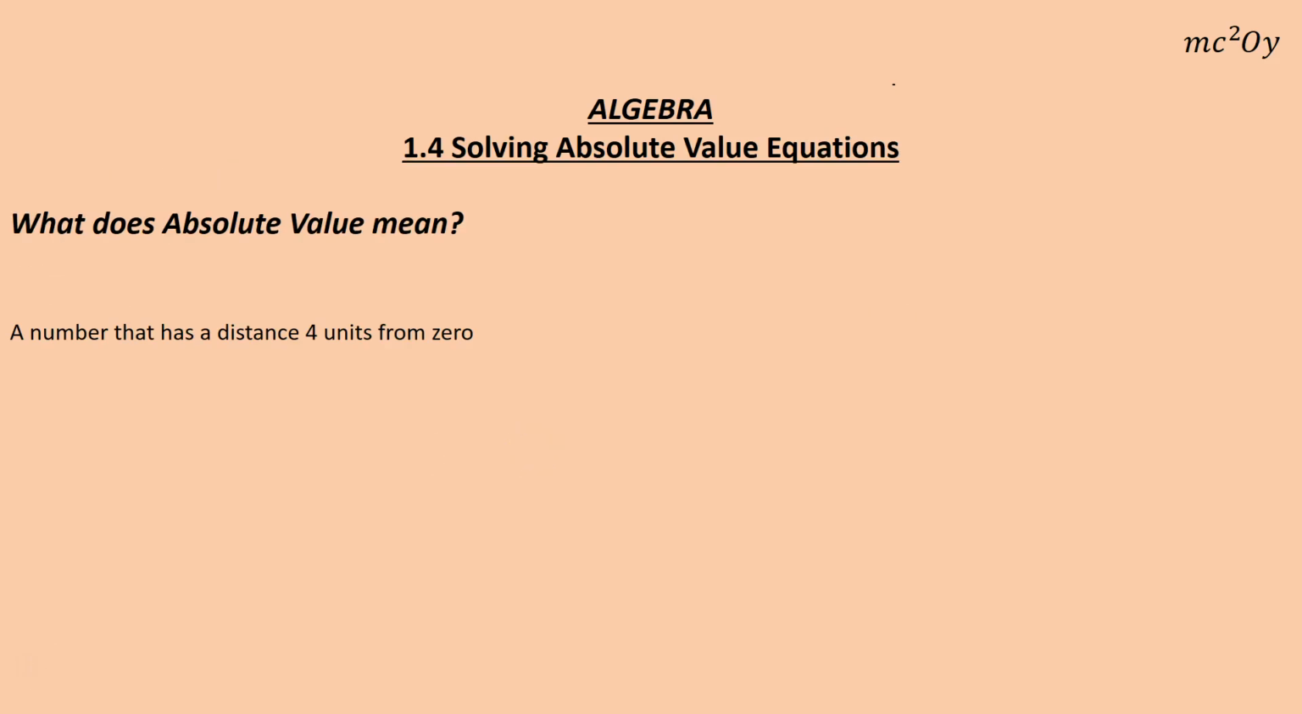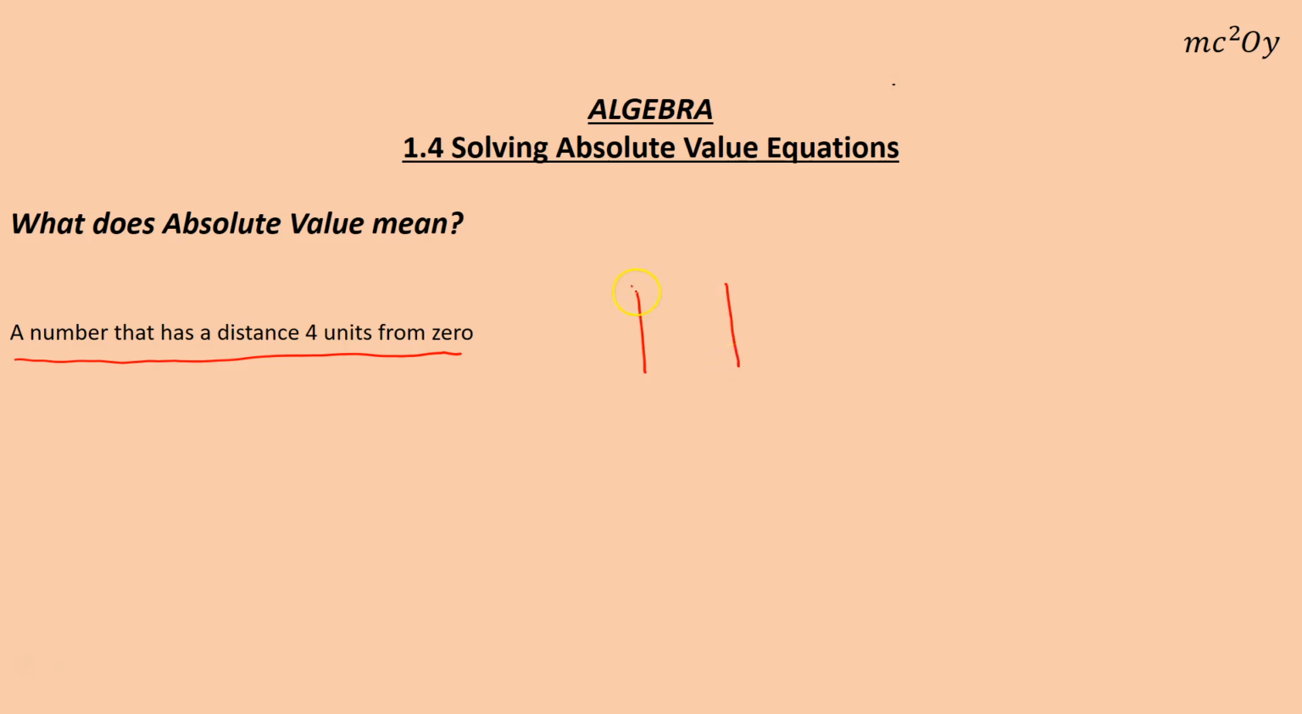Okay, we're going to talk about 1.4 solving absolute value equations. The first thing we need to know is what absolute value actually means. In math we have quick and easy ways of writing things out. So one way to write out a sentence like "a number that has a distance 4 units from 0," rather than writing that out by hand every time, is to write it as an absolute value.